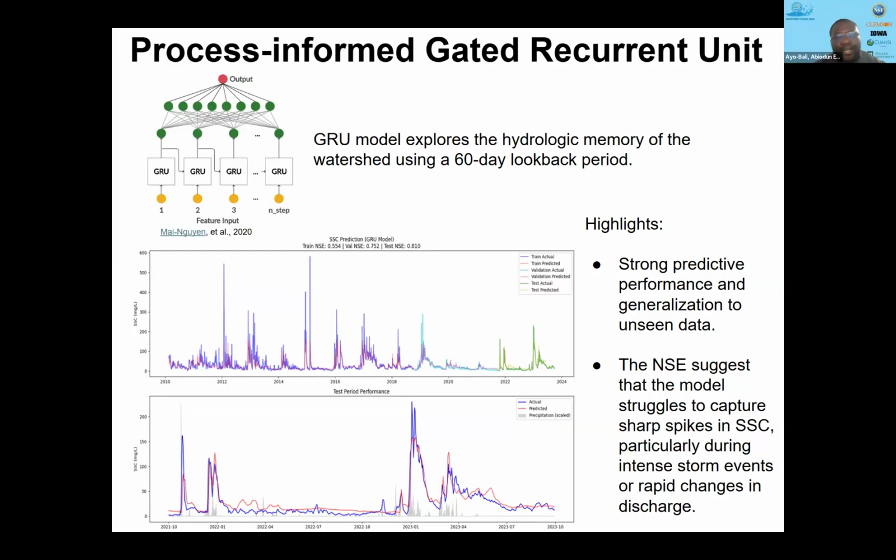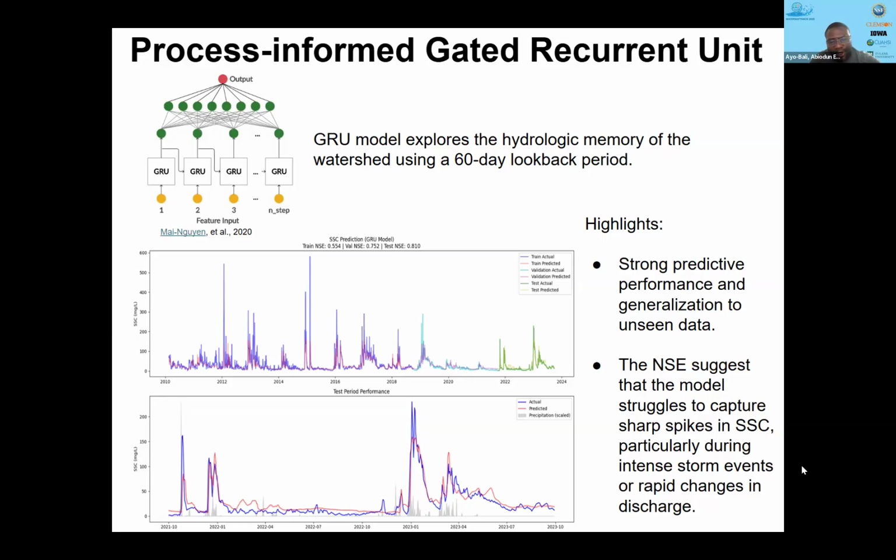All right, so the GRU model used 60 days of hydrological input along with 17 engineered features such as precipitation memory, discharge, and event response dynamics. This is probably to capture the complex watershed behavior. Using the NSE, the model shows strong predictive performance and generalization to unseen data. Interestingly, the NSE scores improved from the training set to the test phase, indicating that the model learns robust hydrological patterns rather than overfitting the dataset.